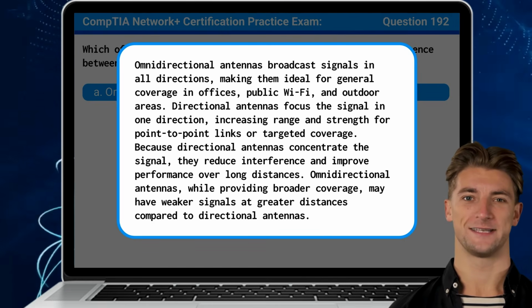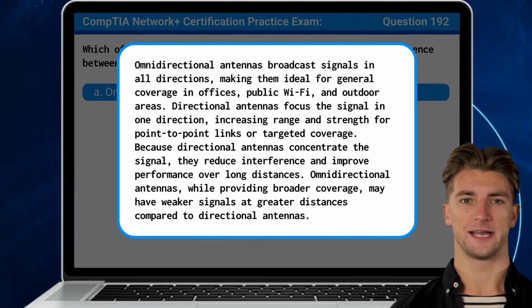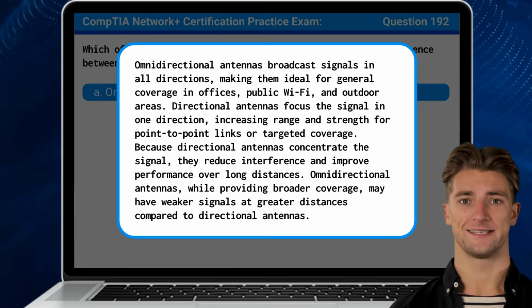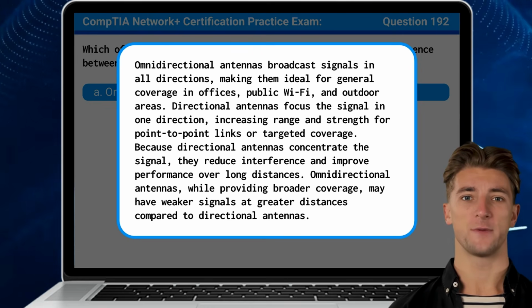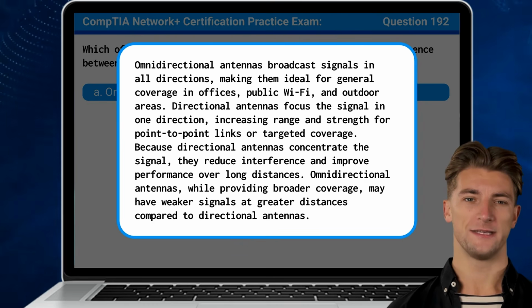Because directional antennas concentrate the signal, they reduce interference and improve performance over long distances. Omnidirectional antennas, while providing broader coverage, may have weaker signals at greater distances compared to directional antennas.